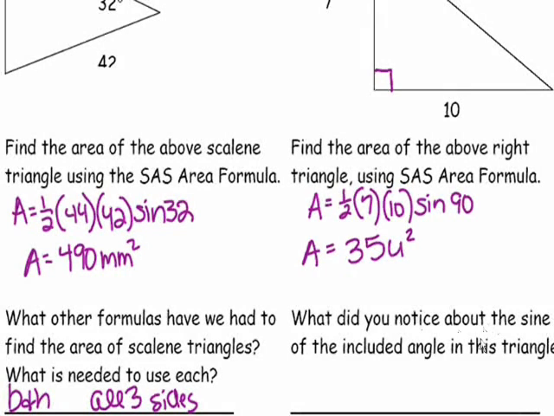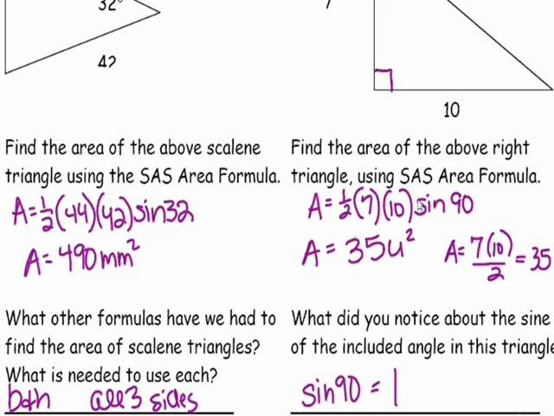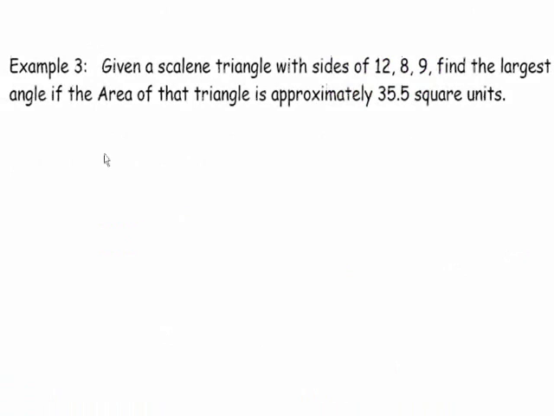All right, moving over to this triangle over here, what do you notice about the sine of the included angle in this triangle? What's the sine of 90? Well, it's 1, right? Which makes sense because if I had done this using my base times height divided by 2 formula, I would have taken my base times my height and divided it by 2, and I would also have gotten 35, which is essentially what happens when sine of 90 goes away. Because it becomes 1, we get base times height divided by 2. In the notes check, I want you to answer the question for me, why is the sine of 90 equal to 1? So be thinking about that and answer it in the notes check.